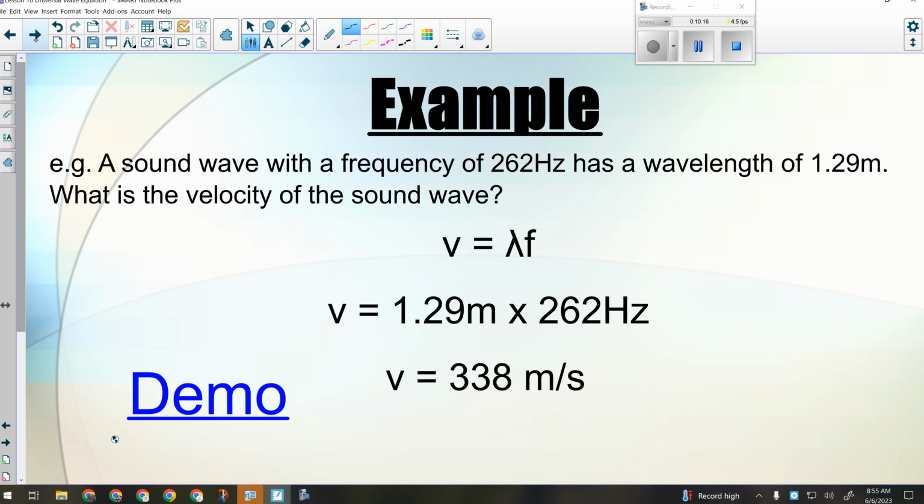Okay, so easy formula to use. You get an easy question like this. A sound wave has a frequency of 262 hertz and has a wavelength of 1.29 meters. What's the velocity of the wave? Well, you just plug in the numbers into the universal wave equation. 1.29 meters times 262 hertz is 338 meters per second. That is roughly the speed of sound probably in this room right now, okay?